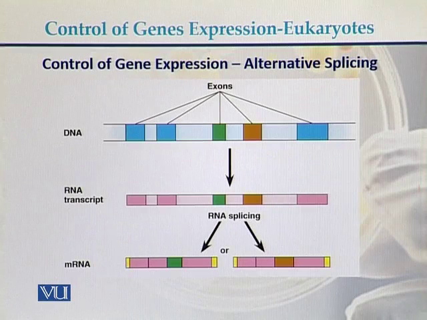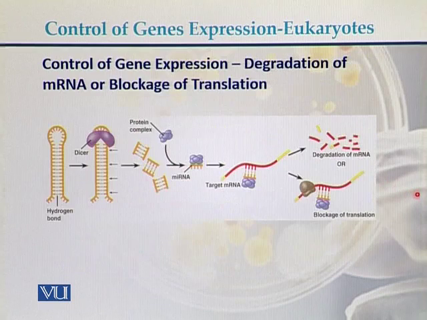Another method by which eukaryotic gene expression can be controlled is alternative splicing. Alternative splicing means that one gene can produce more than one RNA, or it can produce more than one protein. So gene expression in eukaryotes can also be controlled with the help of alternative splicing.